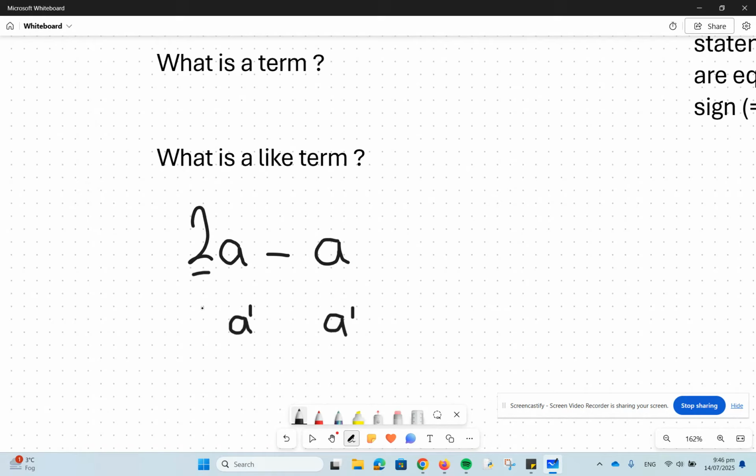If you put a number in front of it, like a 2 in front of it, and maybe a 3 in front of this one, they're still like terms because they've got the same letter and the same power. Okay, so 2A, if A by itself is like the same as 1A, isn't it? It's 1A. If we thought A's equaled apples, you could say there's 1 apple.